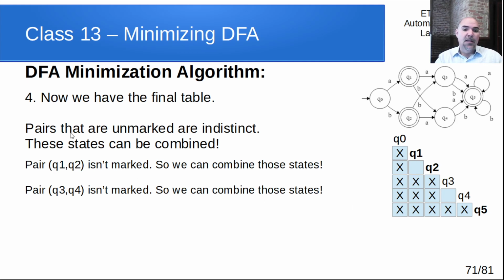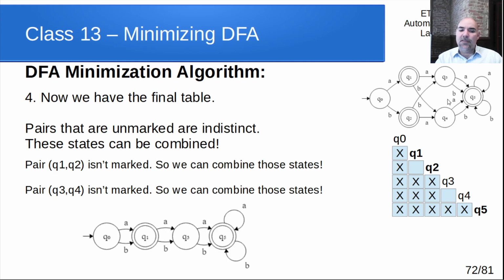Any pairs in our final table that are unmarked are indistinct from each other. So in other words, 1 versus 2 did not have a mark. Because pair 1, 2 was not marked, we can combine 1 and 2 into a single state. And 3 and 4 also doesn't have a mark, so we can combine those two together. We can't combine all of them together. We can only combine 1 and 2 and 3 and 4 into their own states. So that's going to give us this, where 1 and 2 now looks like that. 3 and 4 now look like that. And this is now our DFA, and that's guaranteed to be the minimum size DFA.